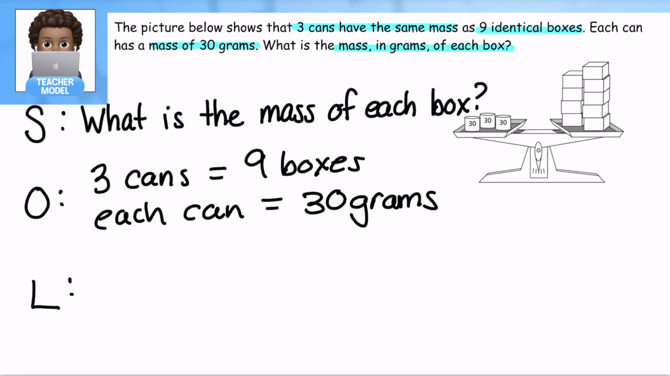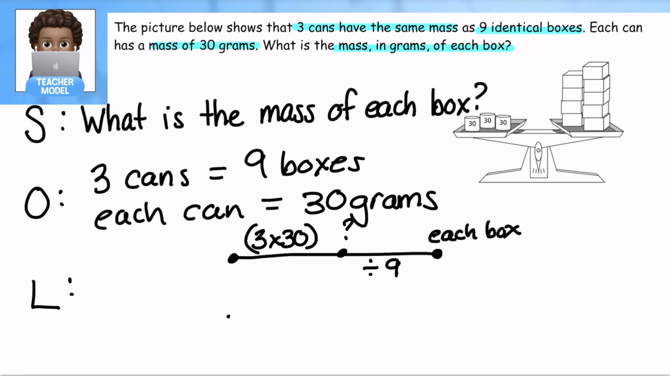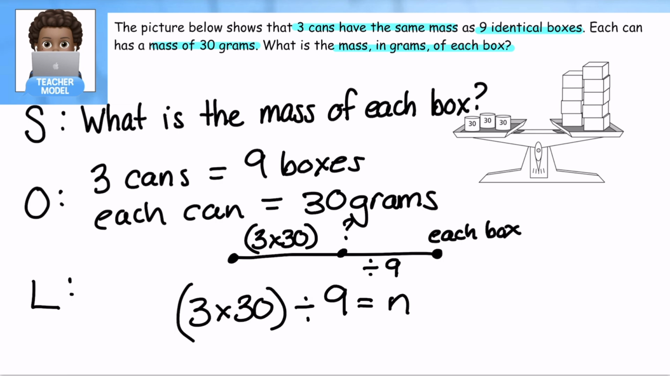So what's my plan? How can I figure out how much each box is? Well, I know I can figure out how much all the cans weigh. So that's the first part of the problem. So this is telling me this is a 2-step problem. We can figure that part first. Then I know that each box is the same weight. So I could take that total and divide it by 9. So my number sentence, my plan, is going to be 3 times 30 divided by 9 is equal to some number. So hit pause and jot this down into your notes.